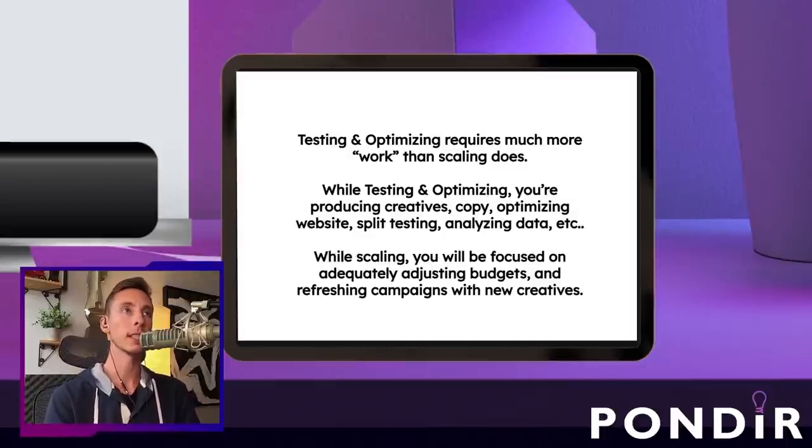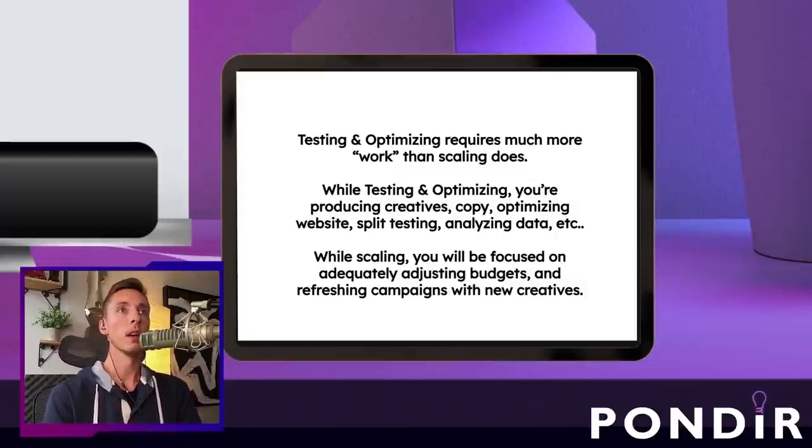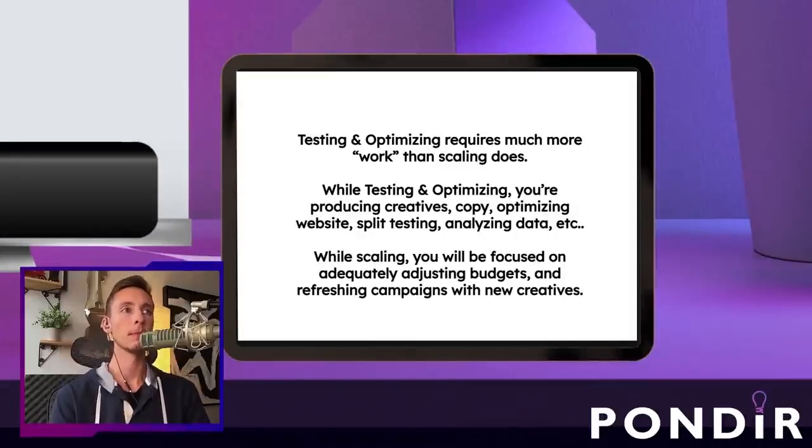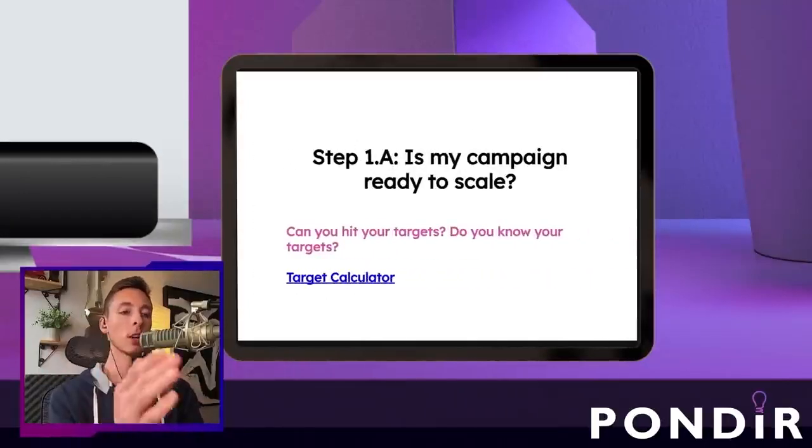During those 60 days, we didn't do a ton of split testing or optimizing the website, and not even a ton of brand new creatives. The reason being is that to get to the point where you're ready to scale, all of that's really in place. And so once you start to scale, it really transitions to a focus on just adjusting budgets and refreshing the campaigns with any new creative. But what I want to talk about now, first of all, is: is your campaign ready to scale?